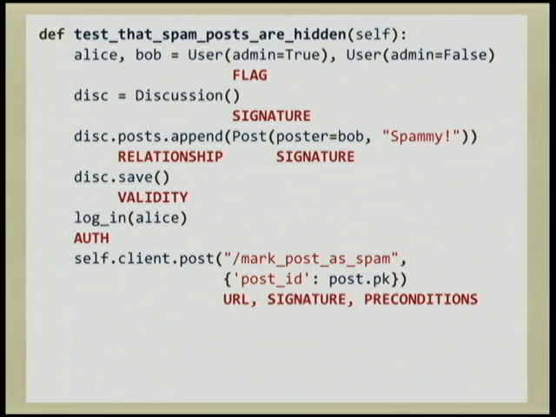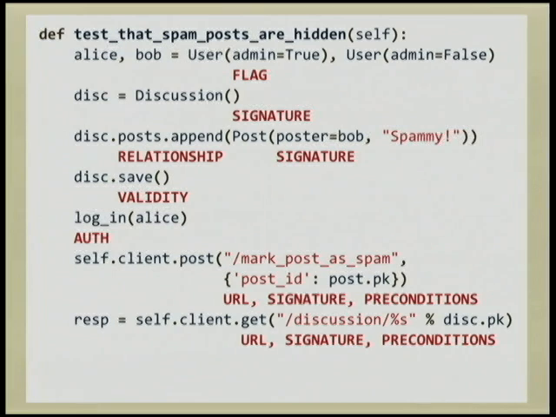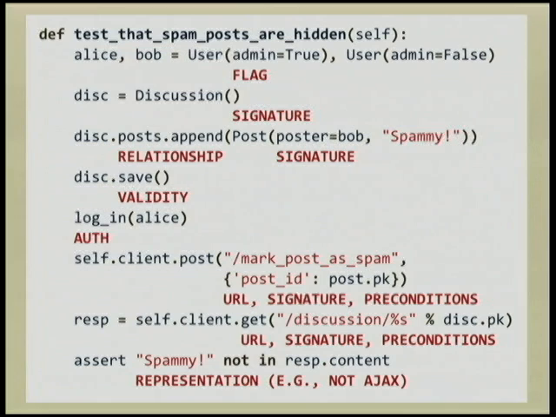And we're dependent on any preconditions of the view. If it requires some other destructive operation to happen first, and we don't do that, we fail. Same exact thing for the second view we invoke, URL, signature, and preconditions, but this time they're different URLs, signatures, and preconditions. And finally, even the assertion has a dependency. It's dependent upon the representation of the data returned.